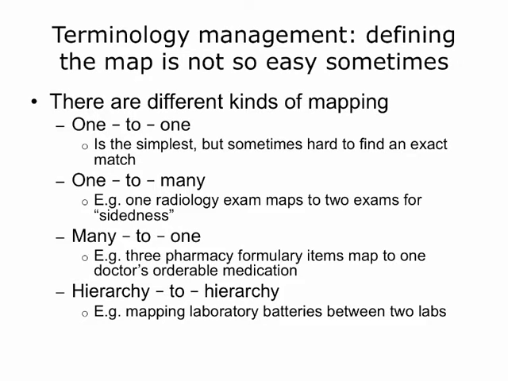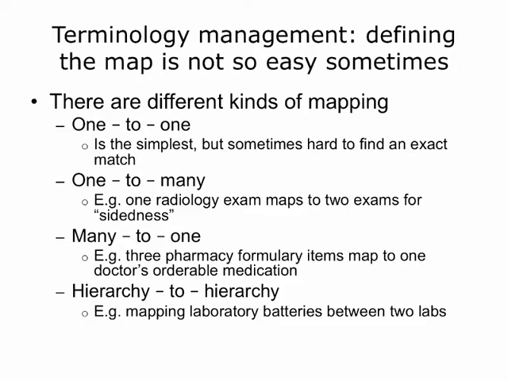Terminology management is about defining these maps, but defining maps is not as easy sometimes. Think about the kinds of mapping you might have to do. You might think a map is a one-to-one map, and sometimes it is. A one-to-one map is the simplest, although it sometimes is hard to find an exact match.